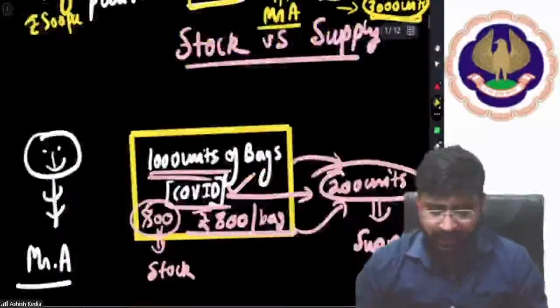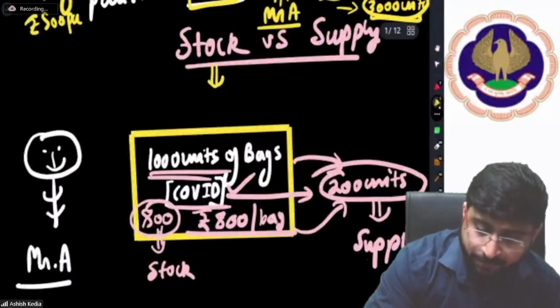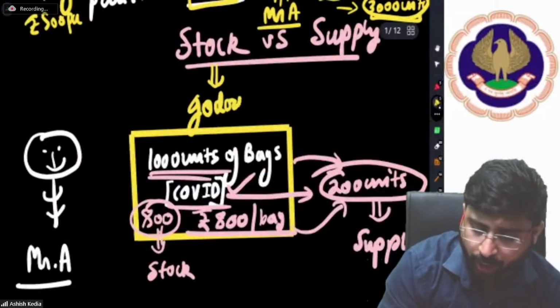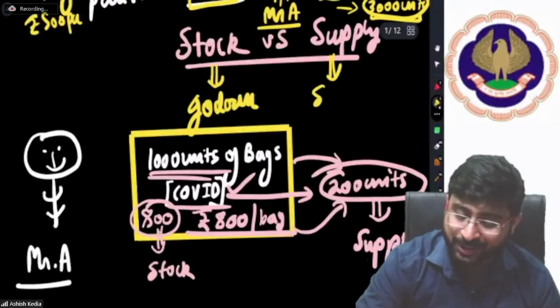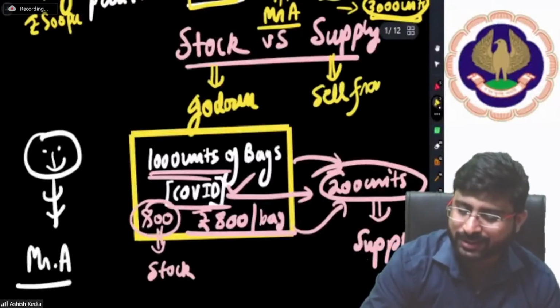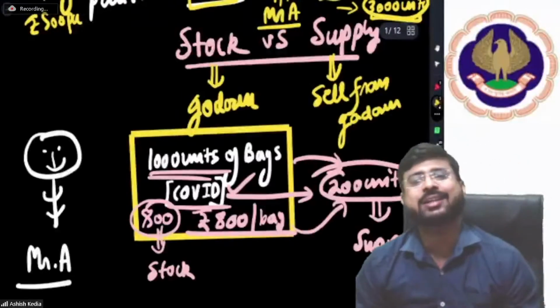So now I have cleared stock versus supply. Stock is what you are having in your godown, in your factory. Supply is what you are ready to sell from your godown, from your factory, etc.